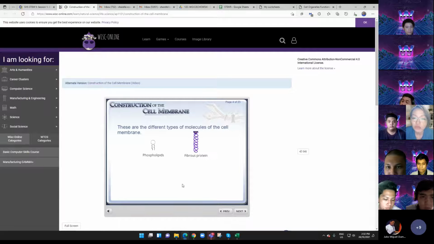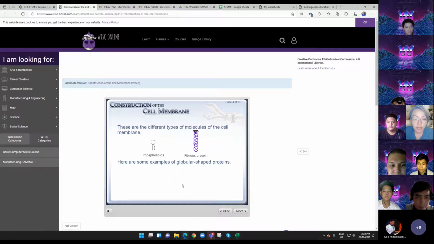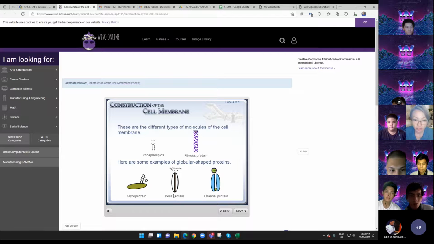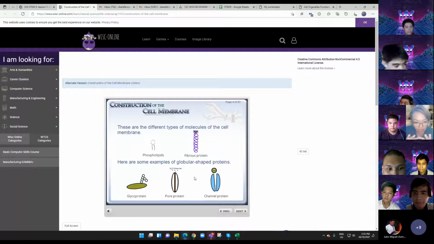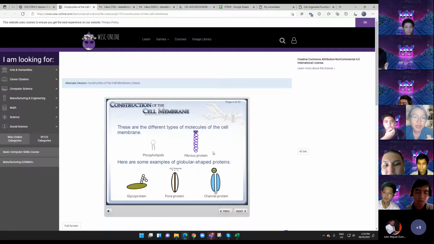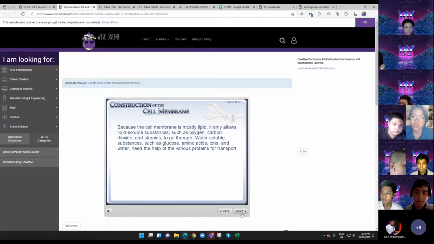Okay. So what are the different types of molecules that comprise our cell membrane that gives its name as fluid mosaic model? Because of these different structures or different molecules that are being put in a layer. We have phospholipids, fibrous proteins. For the globular proteins, it's either glycoprotein, pore protein, and channel protein. So, unsay mga gamit ani nila or role of each?